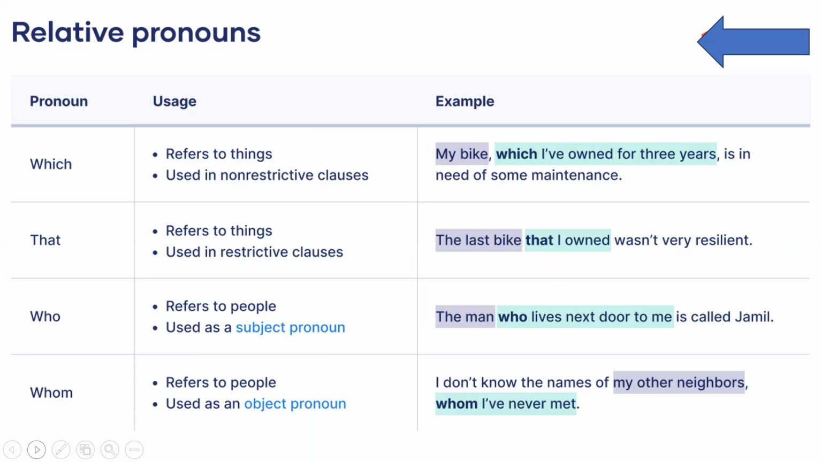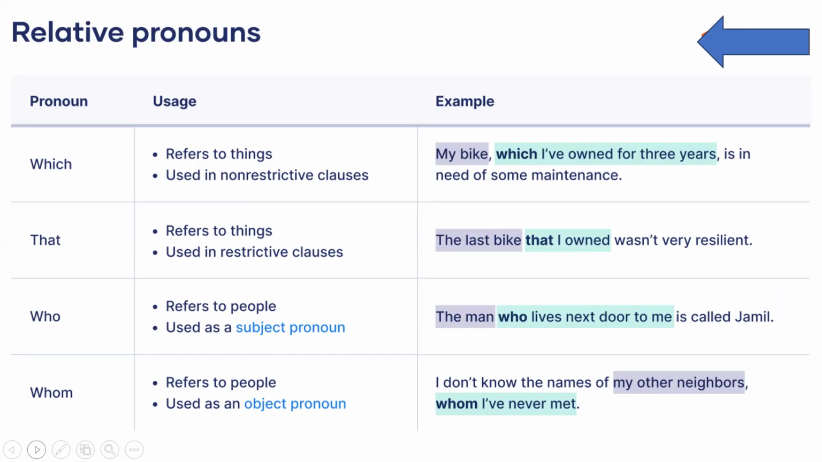That refers to things and is used in restrictive clauses. The last bike that I owned was not very resilient. It gives extra information in a restrictive clause. That I owned is a dependent clause. The man who lives next door to me is called Jamil. Who lives next door to me is a dependent clause. I don't know the names of my other neighbors whom I have never met. Whom I have never met is a dependent clause.